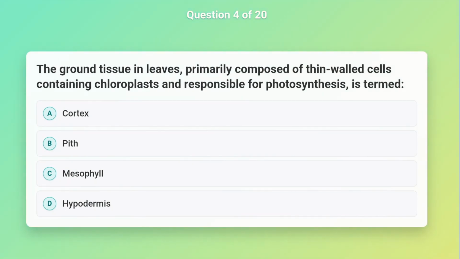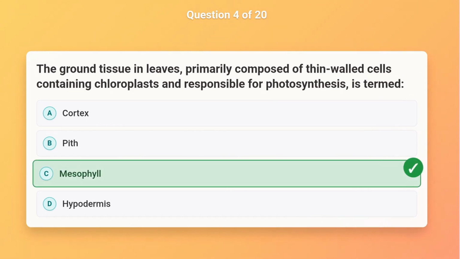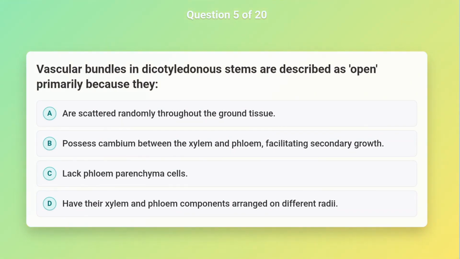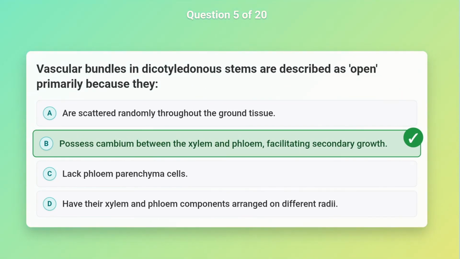The ground tissue in leaves, primarily composed of thin-walled cells containing chloroplasts and responsible for photosynthesis, is termed mesophyll. Vascular bundles in dicotyledonous stems are described as open, primarily because they possess cambium between the xylem and phloem, facilitating secondary growth.